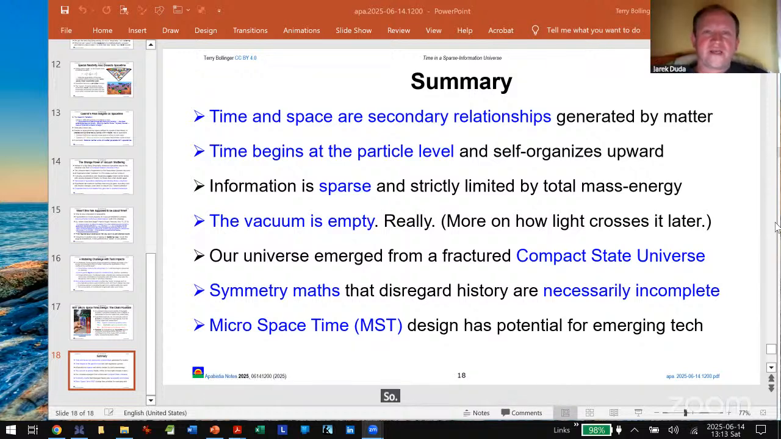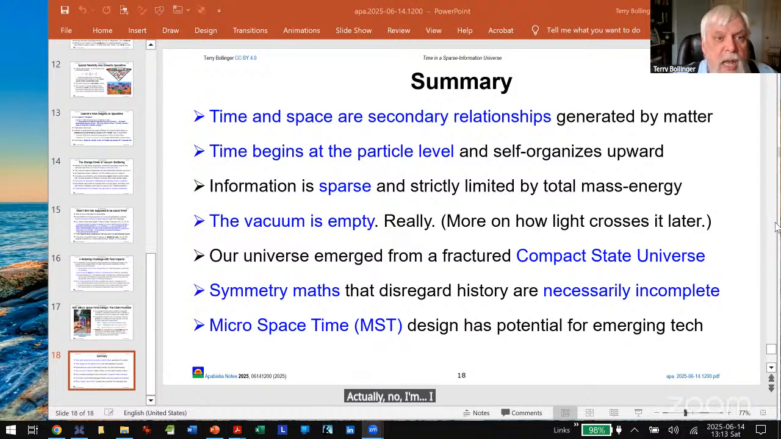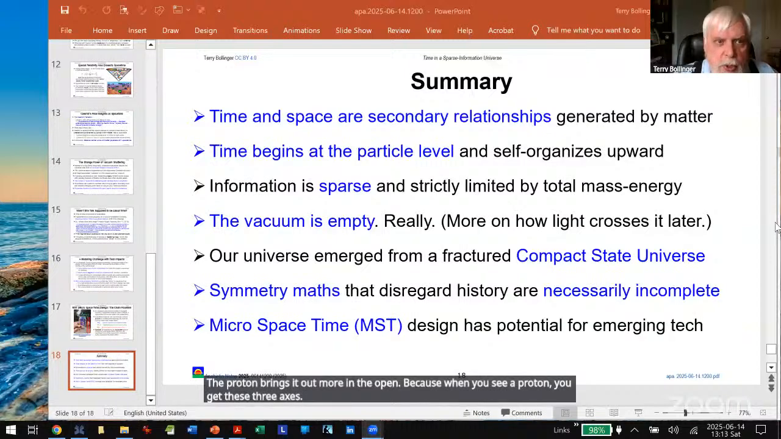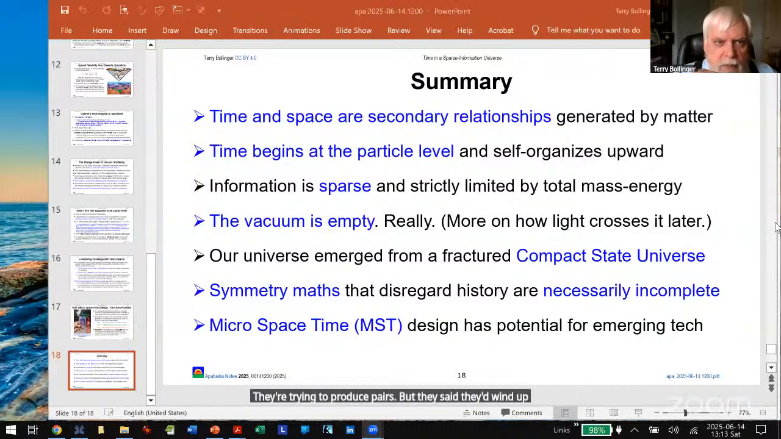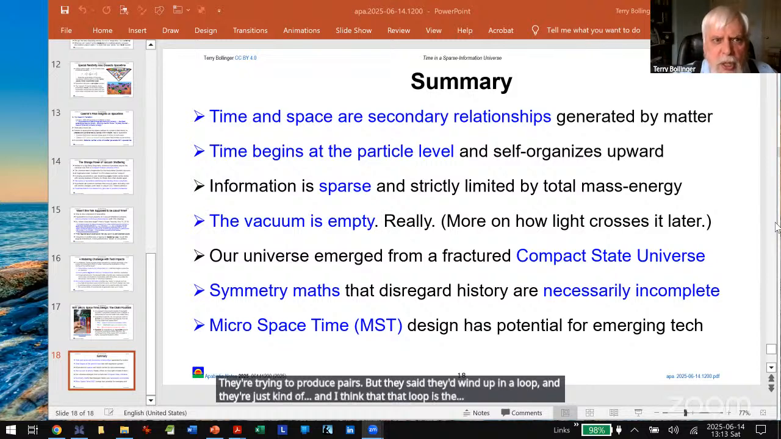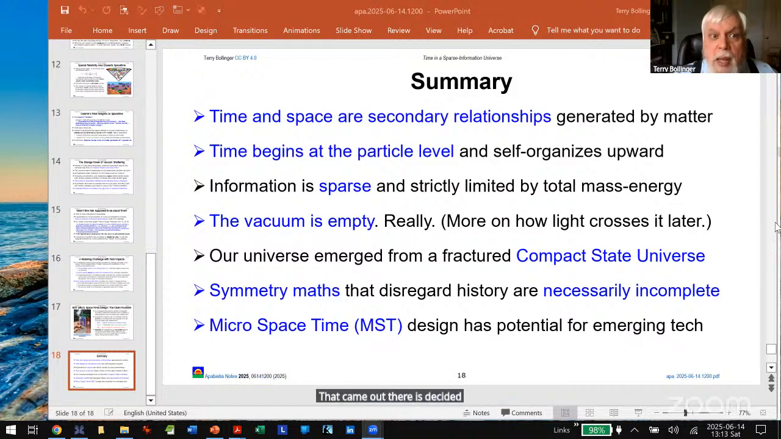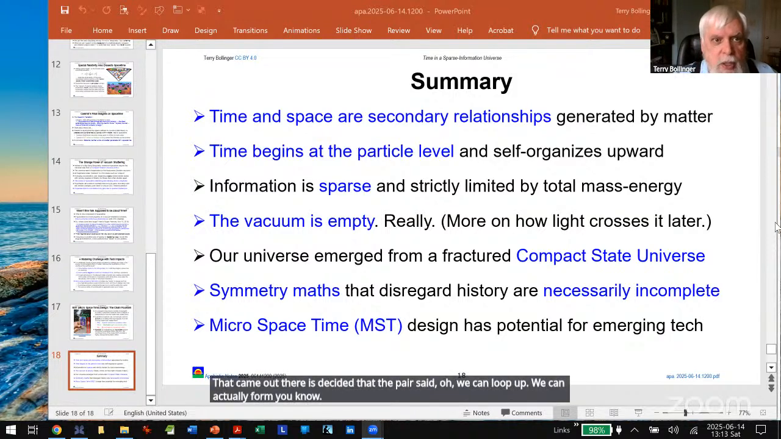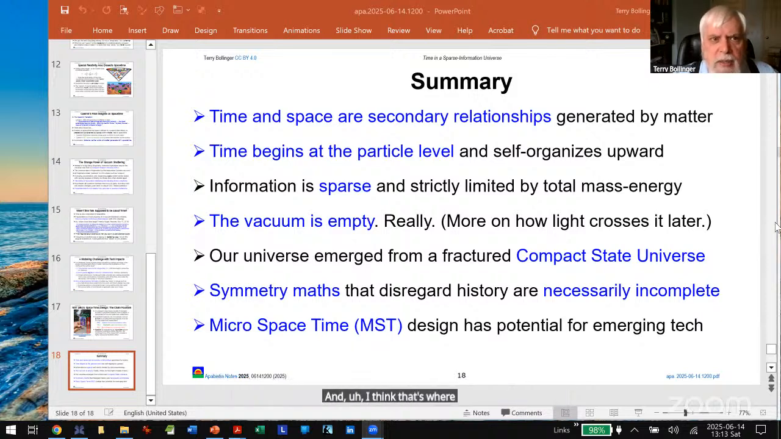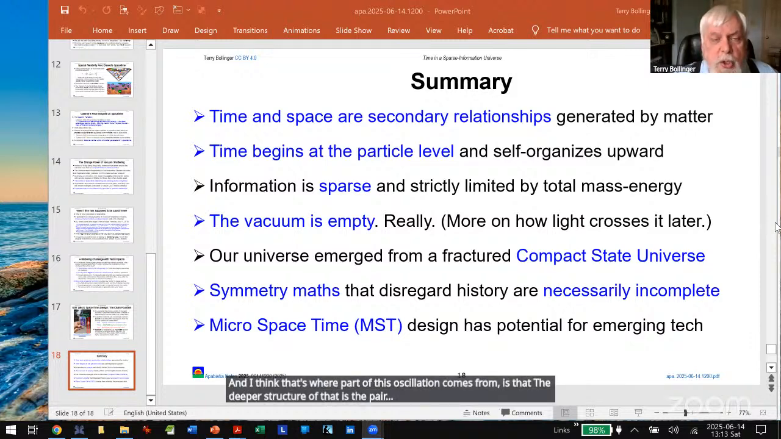But you need to start earlier. The electron is the simplest example. I would say the electron is not the simplest example. I think the electron is one in which this process is taking place more in that deeper universe. The proton brings it out more in the open, because when you see a proton, you get these three axes. They're trying to produce pairs, but they wind up in a loop. I think that loop is the critical invention that came out there, this idea that the pairs say, oh, we can loop up. We can actually form, in at least three steps, a spiral type of motion. And I think that's where part of this oscillation comes from: the deeper structure of that is the pair creation annihilation.